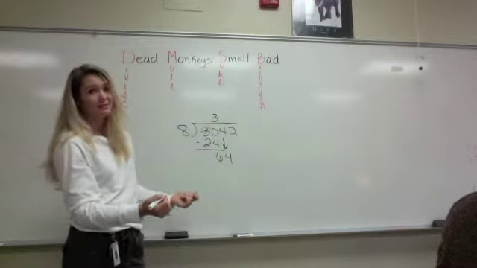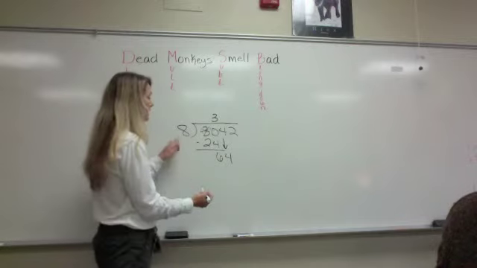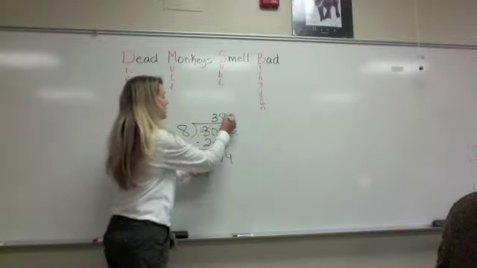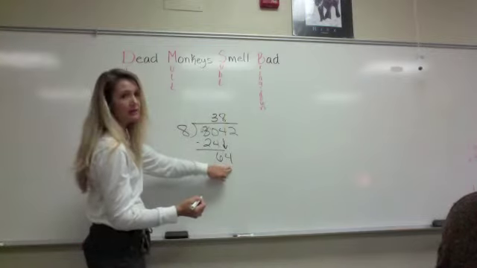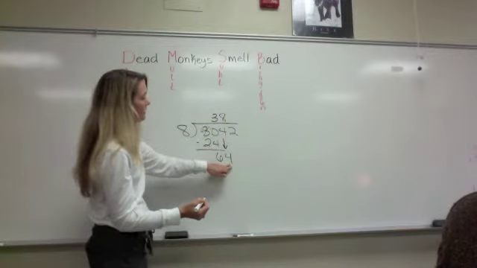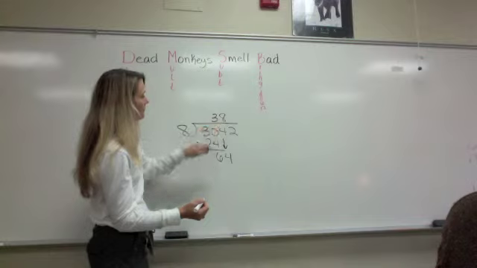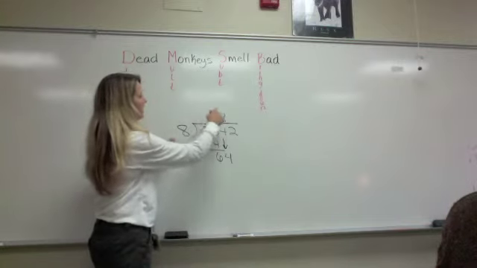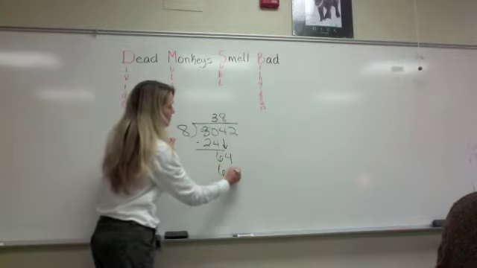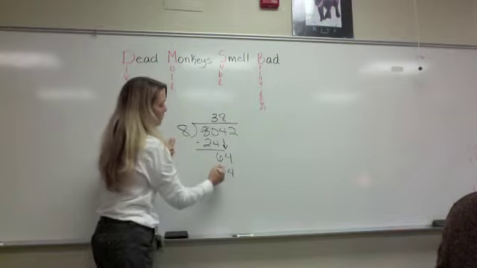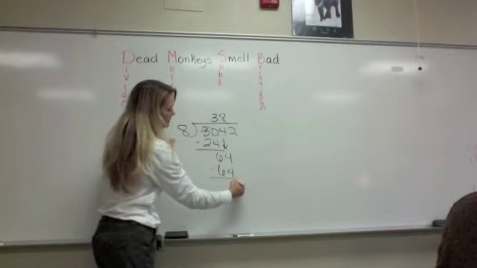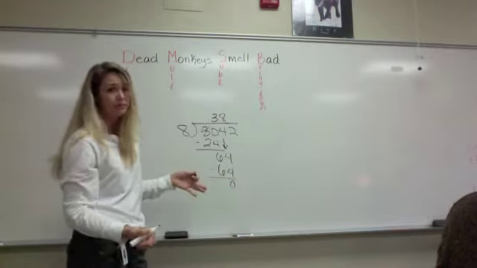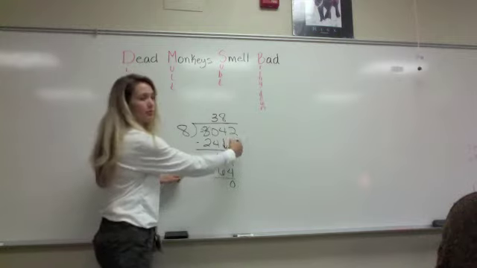Well, I know 8 times 8 is 64. So 8 goes into 64 8 times. Now remember, I'm writing the 8 over the number I brought down. So right here. Now I'm going to multiply. 8 times 8 is 64. And then I subtract, and I get 0, but I'm not done. I still have another number to bring down.